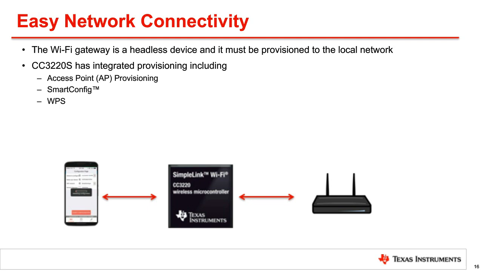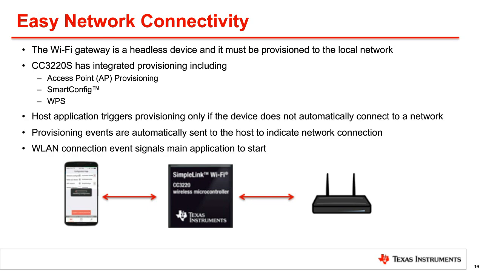With AP provisioning, the SimpleLink Wi-Fi device starts up as an access point. A user connects their mobile device to its network and then passes the credentials directly to the device. With Smart Config, which is a TI proprietary provisioning method, the user is able to simply connect the CC3220 to the network that their mobile device is already on, without needing to directly connect to the CC3220 first. In the Wi-Fi gateway system, the host application would only have to trigger provisioning if it didn't automatically connect to a network from a stored profile. And this really enables the device to save power.